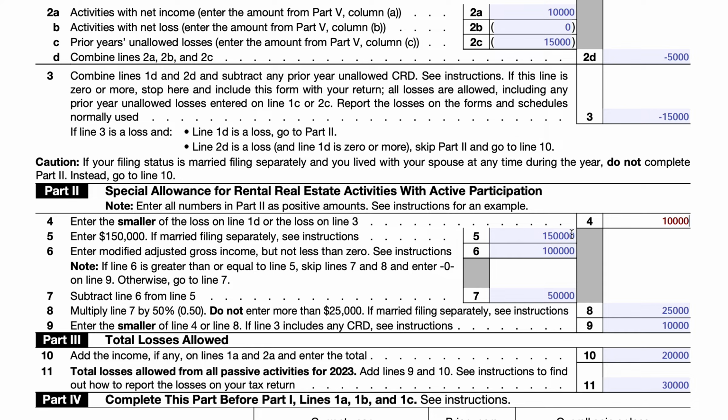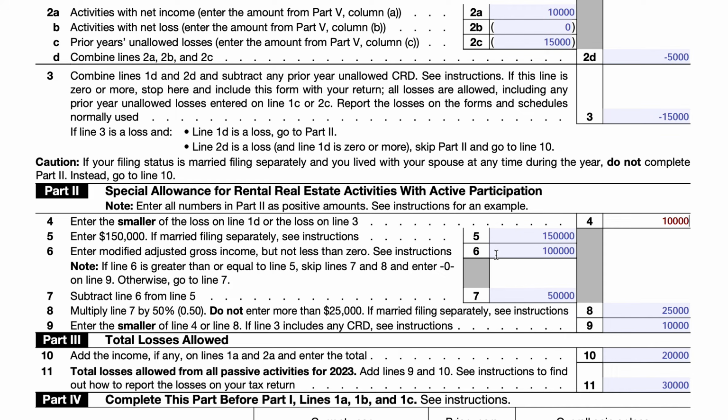There are special extra steps in the form instructions to help you determine what's modified adjusted gross income in this case. You can also check out the additional details in our article. We'll put links in the show notes, but you can also just go to teachmepersonalfinance.com, type in IRS form 8582, and the article should pop right up.